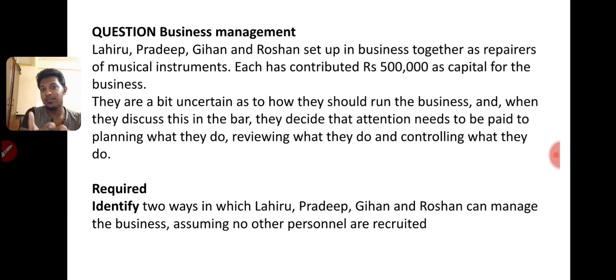So this is given to you, right? This is a question at your level, not my level. My level question is not like this. My level question is called a business management question, maybe 3-4 pages, asking for 10-15 requirements. This one is very simple. Identify 2 ways. What are the ways you can suggest for them to do the business? Think and see this answer, right?